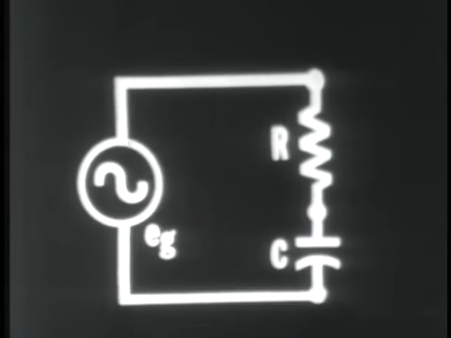Series RC circuits. What do they look like? A resistor and a capacitor in series across an AC voltage source. Series RC circuits, where do we use them?